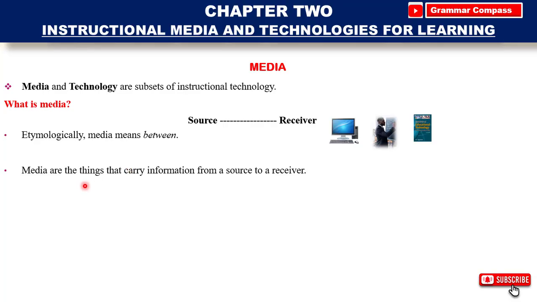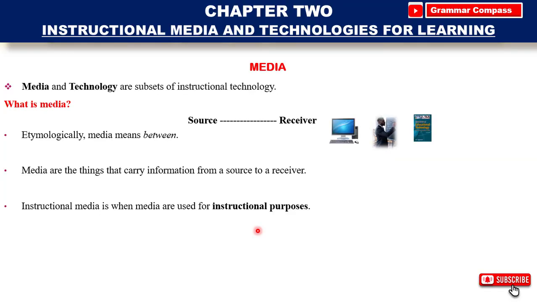If media are the things that carry information from a source to a receiver, then what is an instructional media? Instructional media is when media are used for instructional purposes. Whenever we use these things in teaching and learning, especially in the classroom, they become instructional media. When they are used outside the classroom for different purposes, then we cannot call them instructional media. So, an instructional medium is the medium that is used for instructional purposes, that is, teaching and learning.